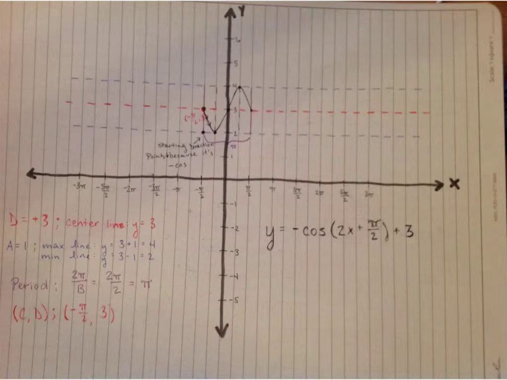Usually the sine curve would start moving in an upward position right here, but since it was a negative cosine, we started by moving downwards. That's my little note that I wrote here.